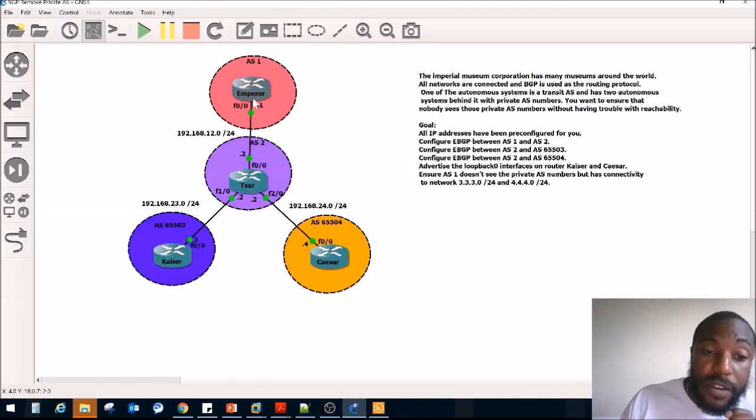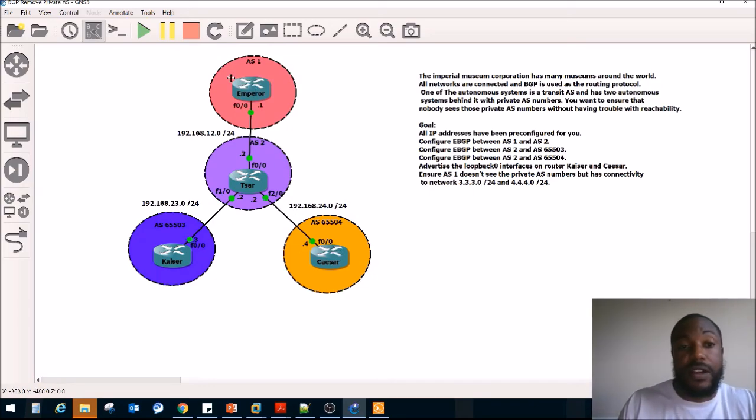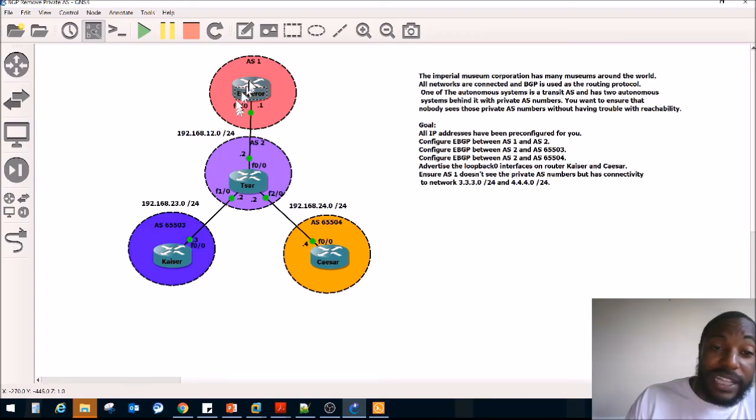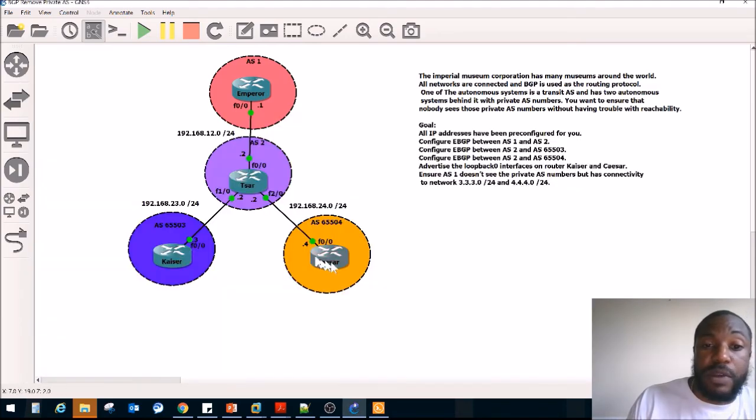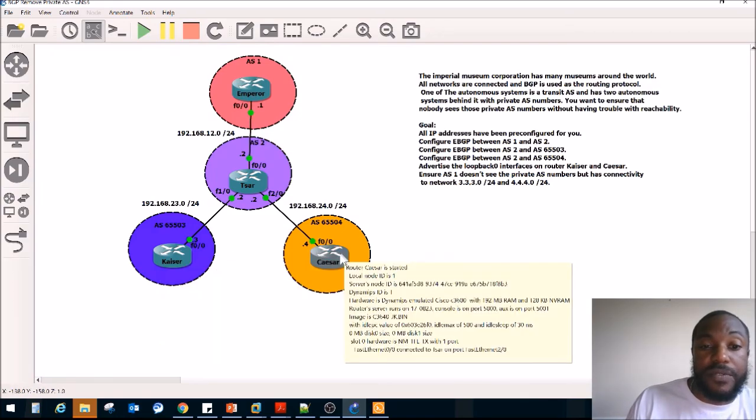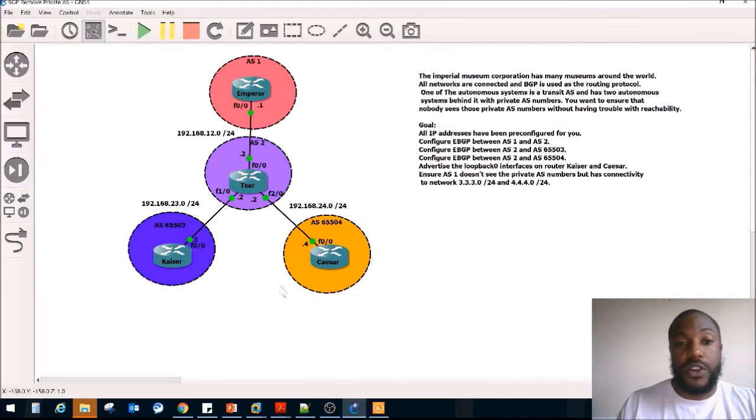However, what's going on here is these loopbacks are being advertised, but the 12 network is not coming back. It's not being advertised to them. So they don't know how to get there, right? He told us to advertise the loopbacks, but he didn't specifically say go ahead and advertise all networks that are sitting in this topology here. So let's go into Emperor and see if we can advertise the 12 network to these private guys, so that way the loopbacks know how to make it there.